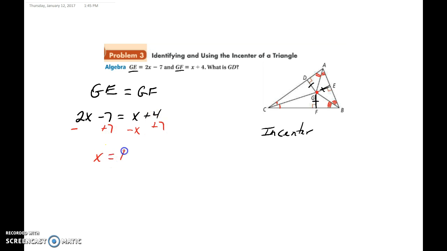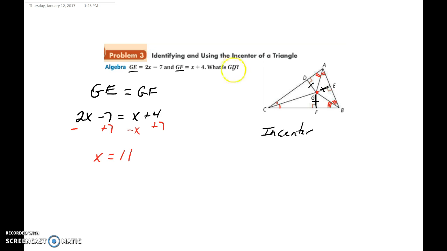And when we bisect the angles, we are the same distance to all of our sides. So we can go in here and put 1 tick mark, 1 tick mark, and 1 tick mark. I know that those 3 distances have to be the same. That means that GE is the same as GF. So if I want to solve for GD, I need to set GE equal to GF. So 2x minus 7 is equal to x plus 4. I will subtract over the x, add over the 7, and we get x is equal to 11.